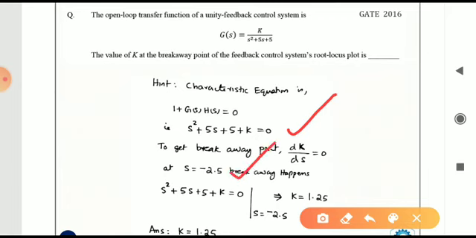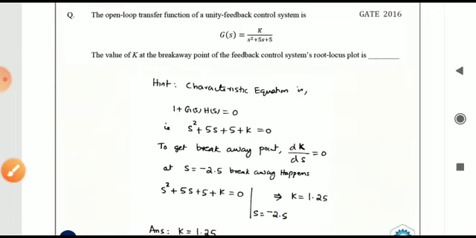Now calculate the characteristic equation at s = -2.5. We will get the value of K as +1.25. So the answer is K = 1.25.